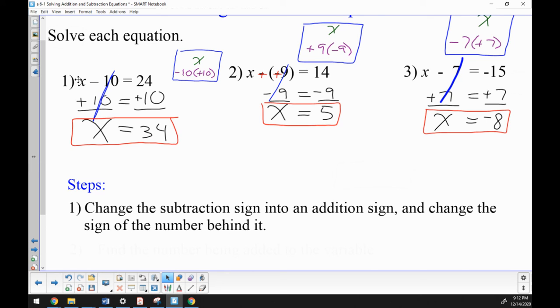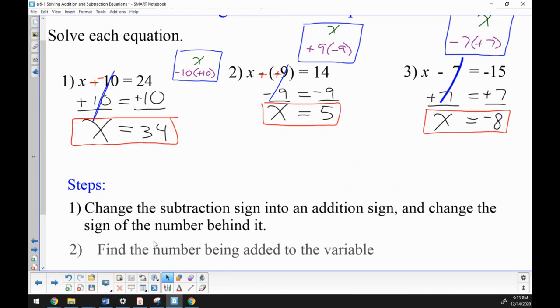For example, in number 1, if I changed the minus to a plus and 10 to negative 10, the inverse of negative 10 is still positive 10. It would not have changed my answer. So the first step of keep, change, change is optional unless you have a minus negative.